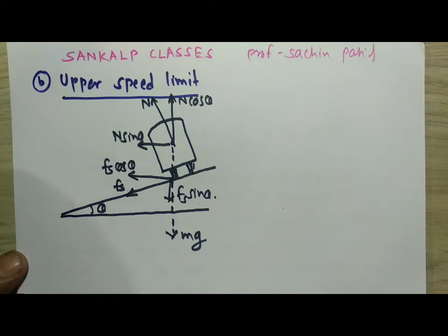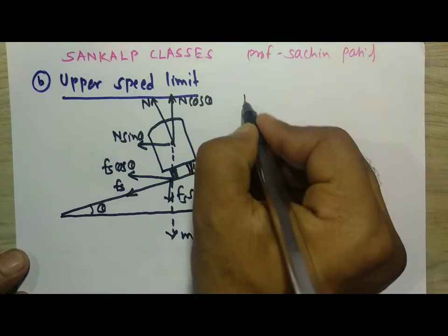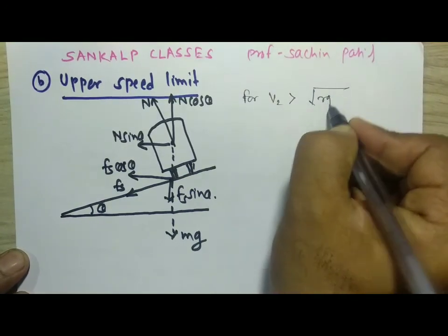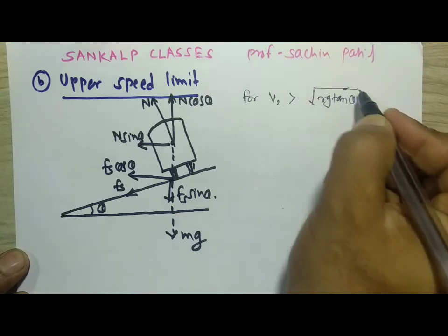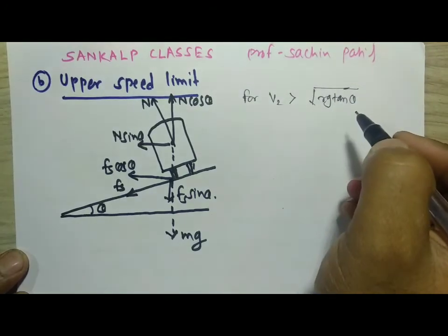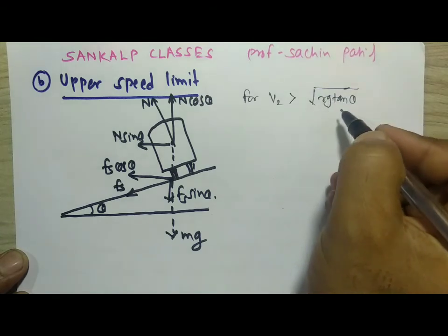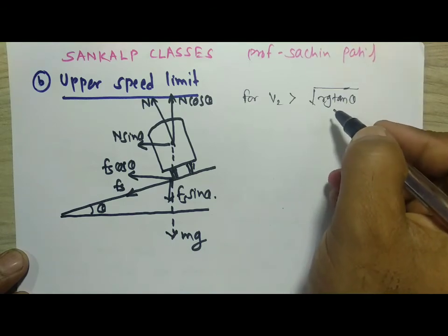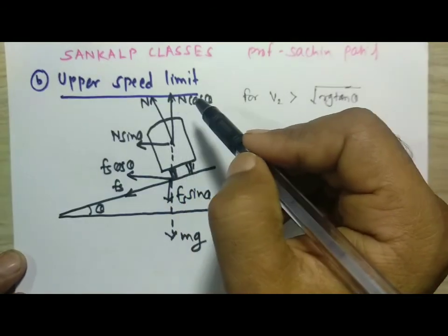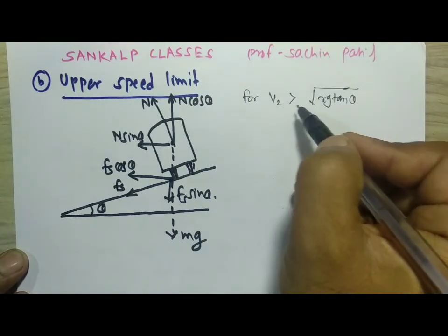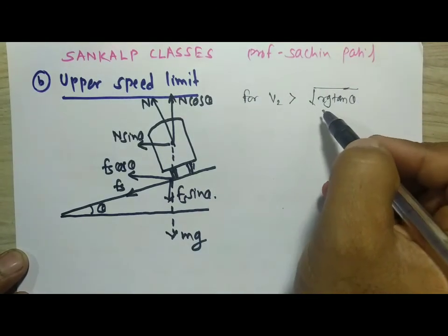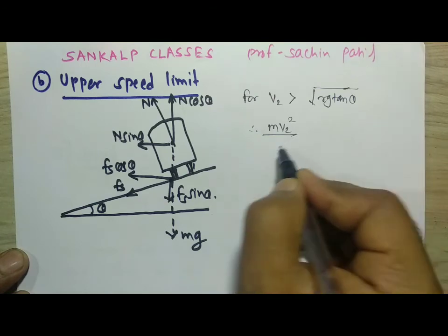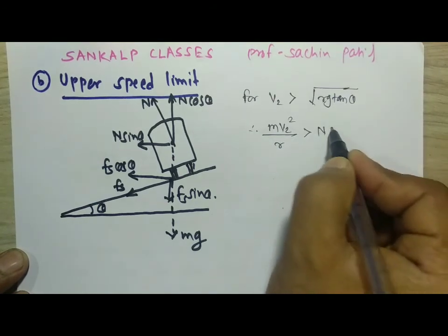Right now we are going with the consideration of v2, which is greater than square root of rg tan theta. We know that square root of rg tan theta is a safe speed on the curved banked road, which is nothing but vs, the exact speed on the banked road. Right now we are going with the upper speed limit of the vehicle, and therefore v2 is the upper speed limit, which is greater than square root of rg tan theta, and therefore you will get mv2 square divided by r is also greater than n sin theta.